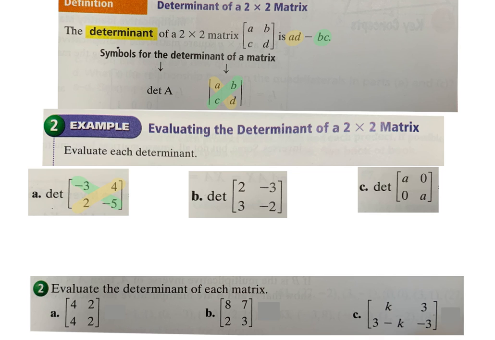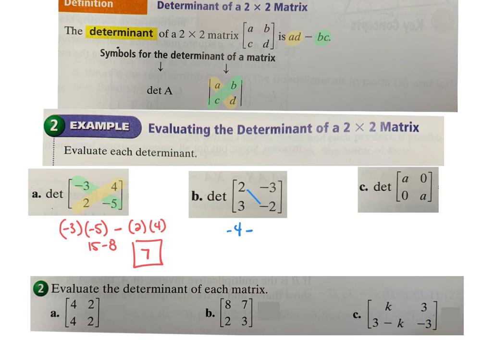So for this one right here, we would say -3 times -5. That's my first diagonal. Always subtract. And then 2 times 4. So what is -3 times -5? 15 minus 8. My determinant here is 7. That would be the determinant. Let's look at the next one.